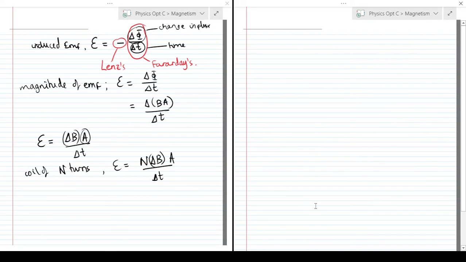But there is one special case that is mentioned in the syllabus itself. And let's talk about a straight conductor, not a current carrying conductor, just a straight conductor.